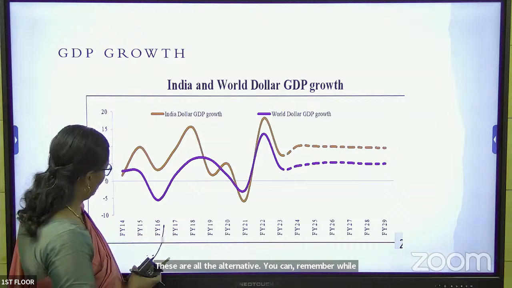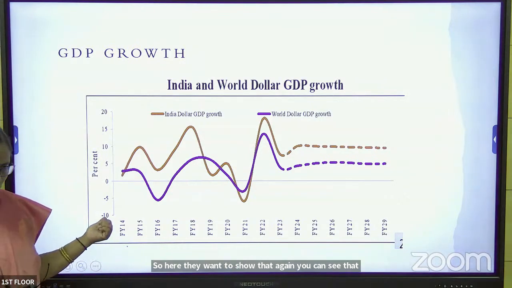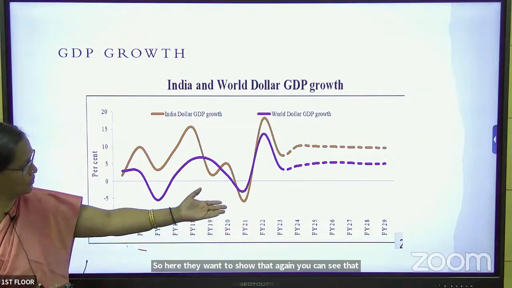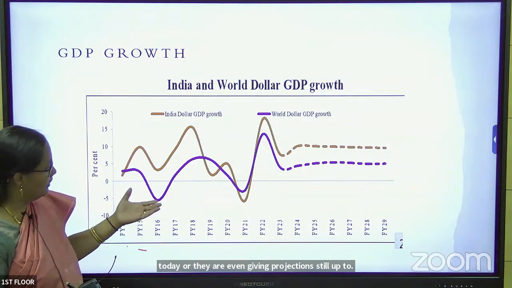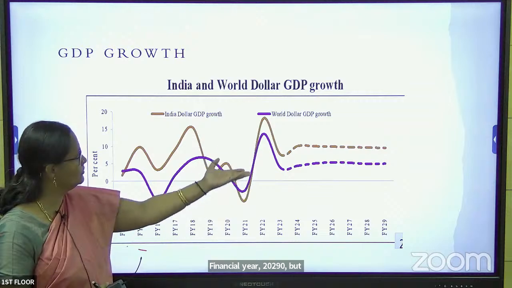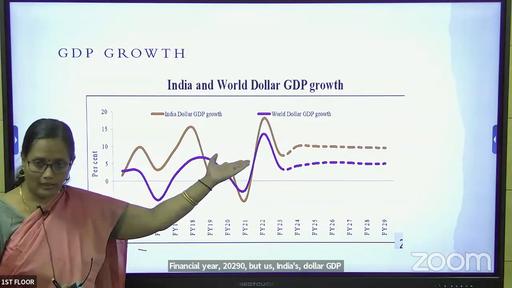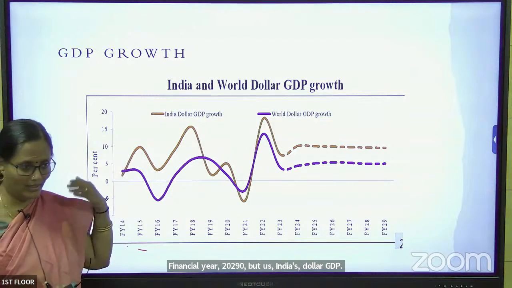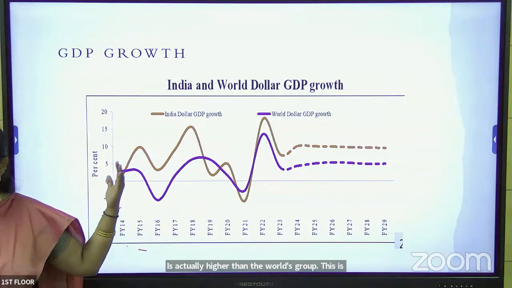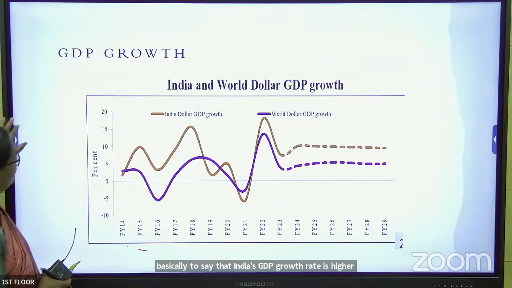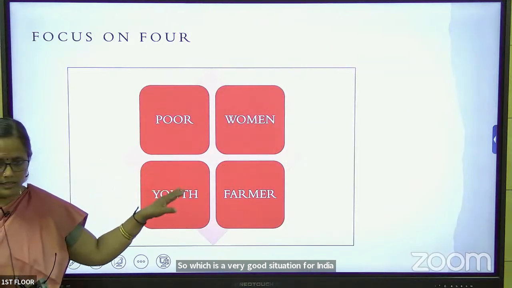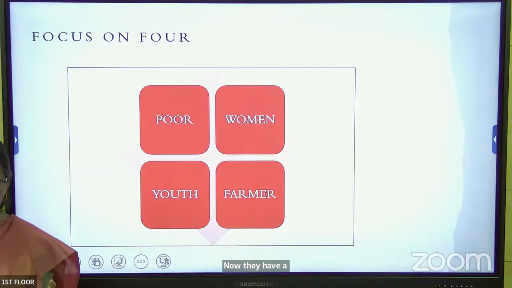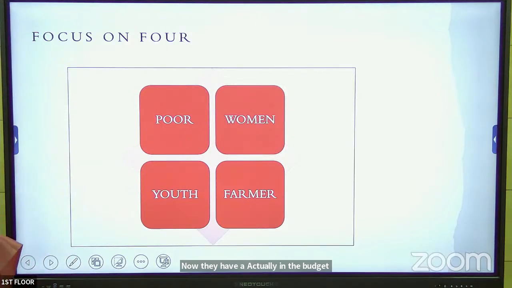So here they want to show that again you can see that the period is being referred from 2014 till today, or they are even giving projections still up to financial year 2029. Whereas India's dollar GDP growth is actually higher than the world's growth. This is basically to say that India's GDP growth rate is higher than the world's growth rate, which is a very good situation for India. Now in the budget speech, the finance minister has referred to this as forecast.